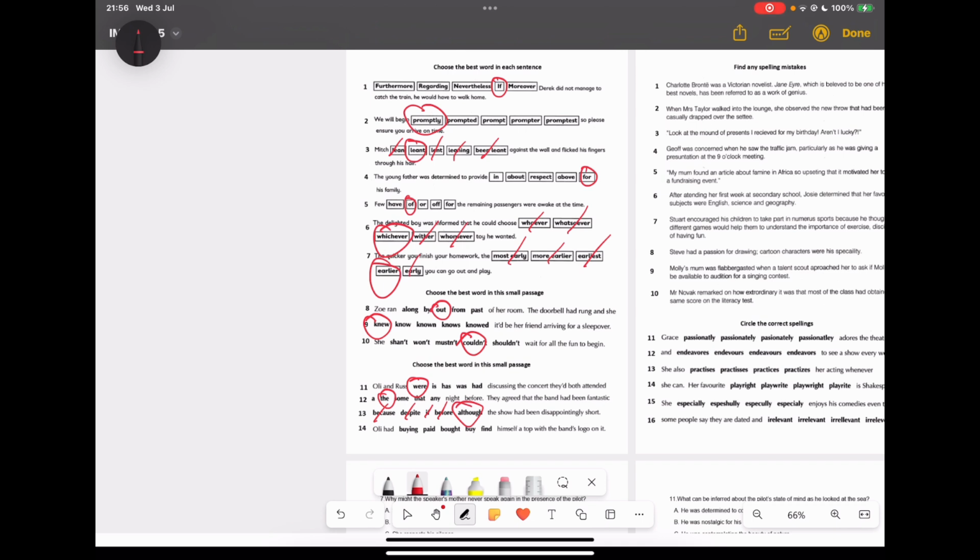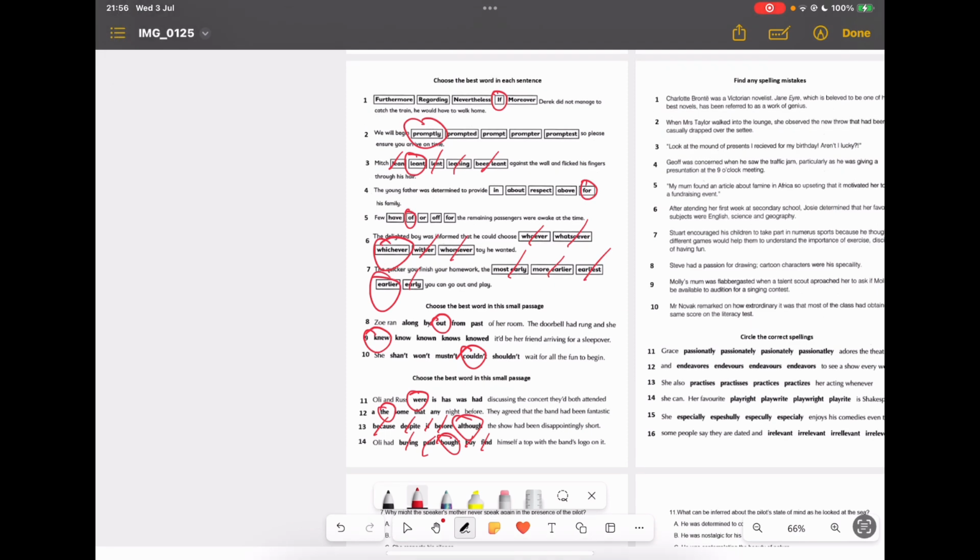So Ollie had something himself a top with the band's logo on it. Ollie had buying, no. Ollie had paid himself, no. Ollie had bought himself, could be that. Ollie had buy himself, no. Find himself, no. So this will be bought. So Ollie had bought himself a top with the band's logo on it.